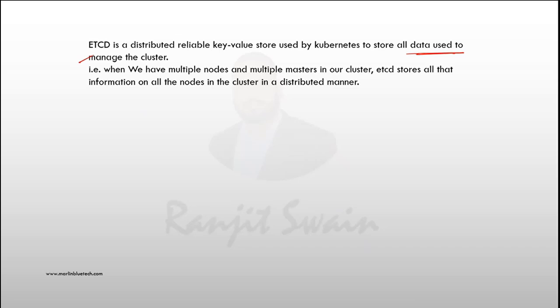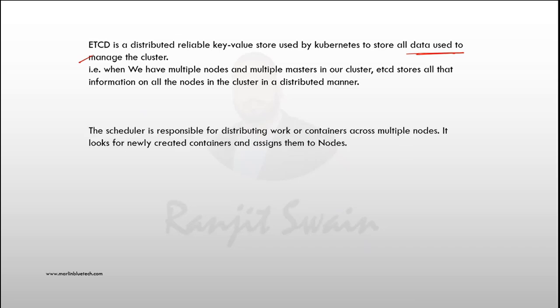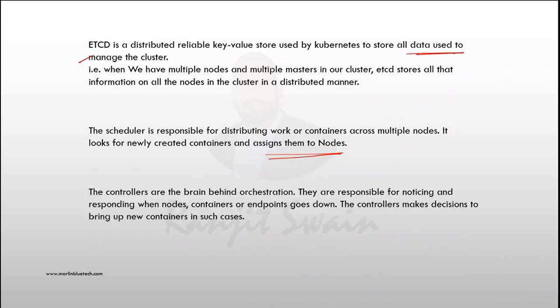Everything will be written in the etcd. The scheduler, what is the scheduler? It is responsible for distributing the work. All the information received from the etcd through the API server or through the controller, the scheduler will decide. It will distribute the work or containers across the multiple nodes through kubectl, right? It looks for newly created containers and assigns them to the nodes based on availability. The scheduler is responsible for distributing the work or containers across multiple nodes.